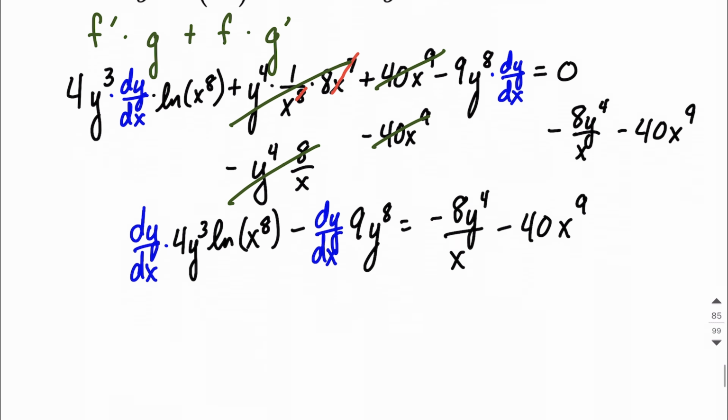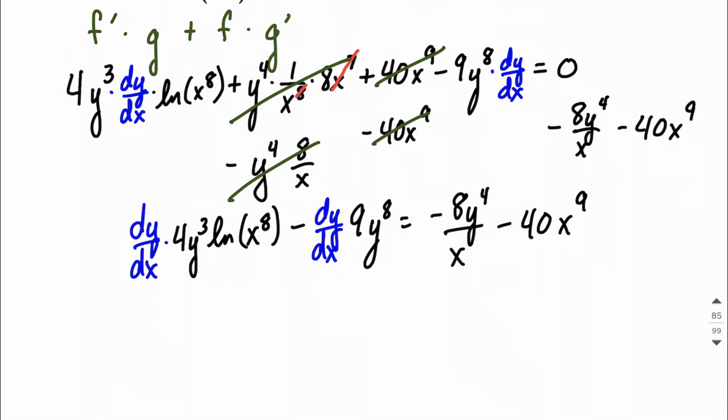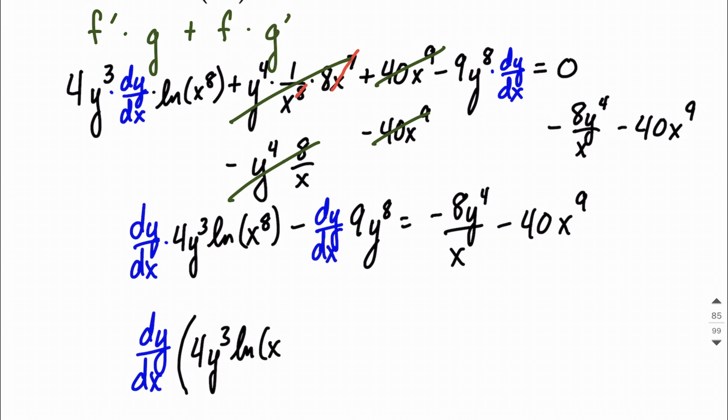Okay, as you work on these, you're going to get the hang of it. After you get all the terms that have dy dx on one side, what we want to do next is factor out that common factor. So because they each have a dy dx, let's go ahead and factor that out of each one of these terms. So that's going to give us a big set of parentheses, 4y cubed times natural log of x to the eighth minus 9y to the eighth power, is still equal to just copying down exactly what was already on the right-hand side.